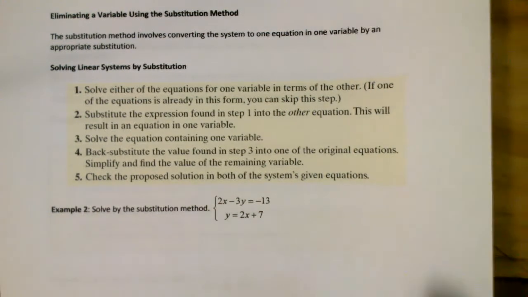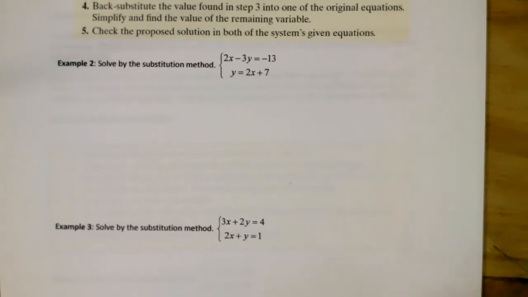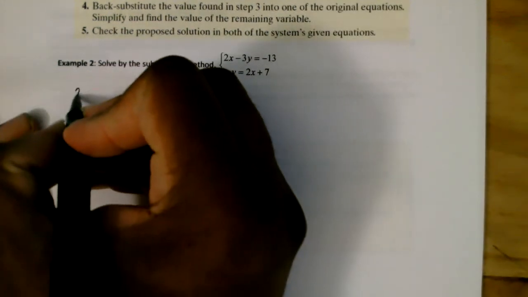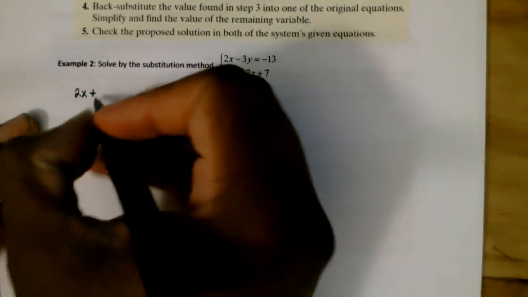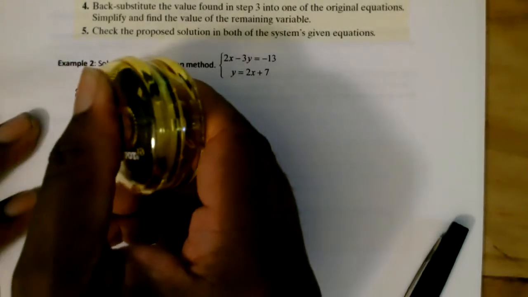Okay, so like in example 2, we had this. We want to solve by the substitution method. In this case, we have 2x minus 3y equals negative 13 and y equals 2x plus 7. Now, what I'm going to do here is write these equations side by side. This should be a minus sign, not a plus.